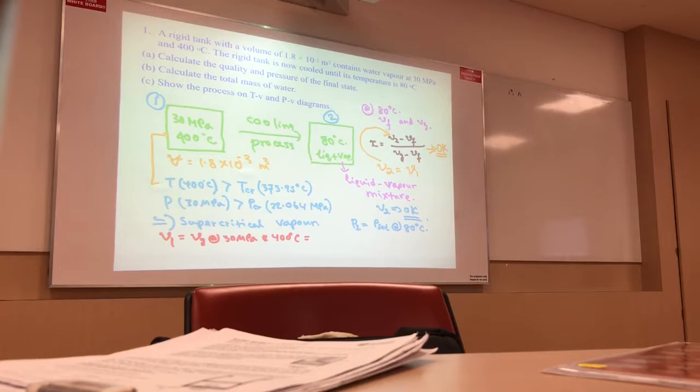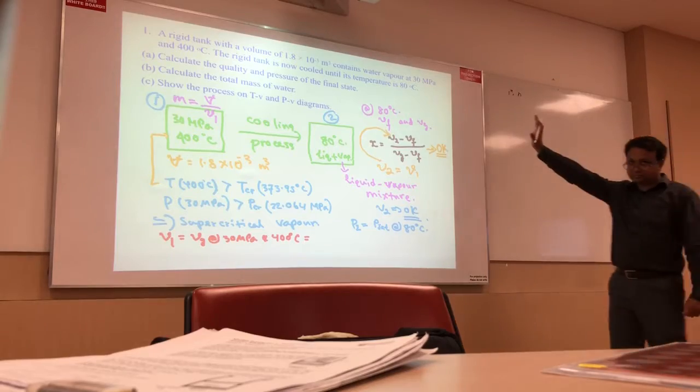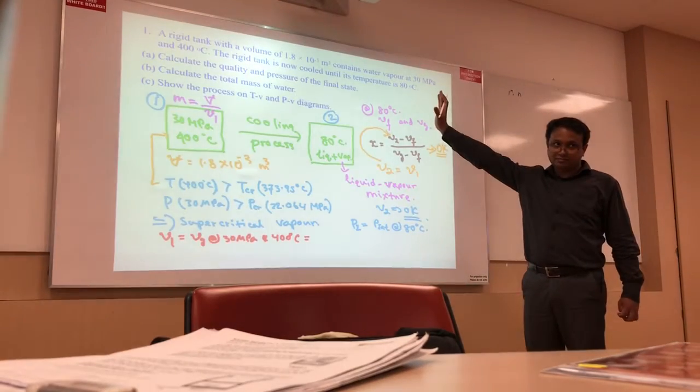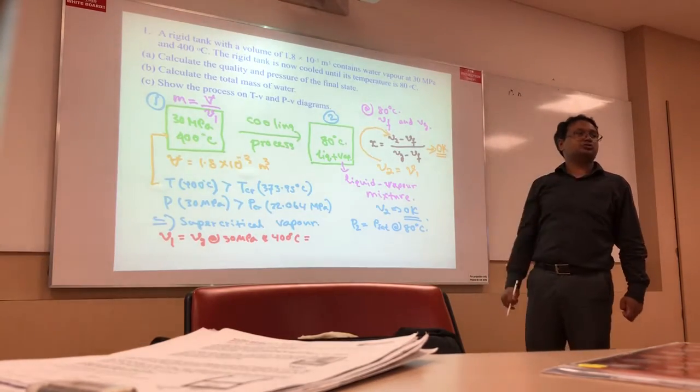What is the mass here? Mass, total volume by specific volume V1. I know total volume is given 1.8 times 10 power minus 3, and specific volume I get from the table. Problem is solved. You understand or not? Now I am going to show you the solution.